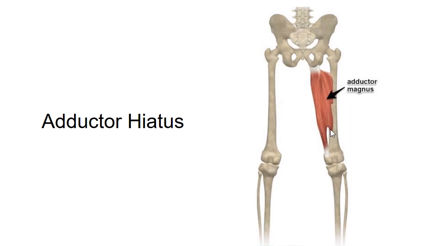Significance of this adductor hiatus is it transmits the femoral artery and vein from the adductor canal in the thigh to the popliteal fossa posterior to the knee. Popliteal fossa is a depression on the posterior surface of the knee. This opening is located just lateral and superior to the adductor tubercle of femur. This is the adductor tubercle of femur. This opening lies just superior and lateral to this tubercle.